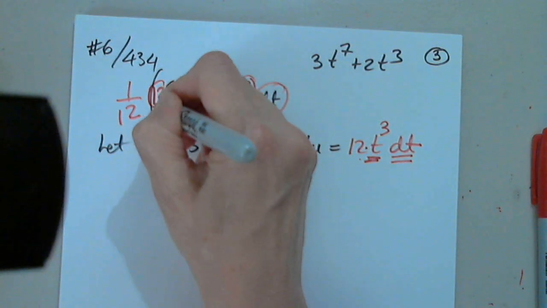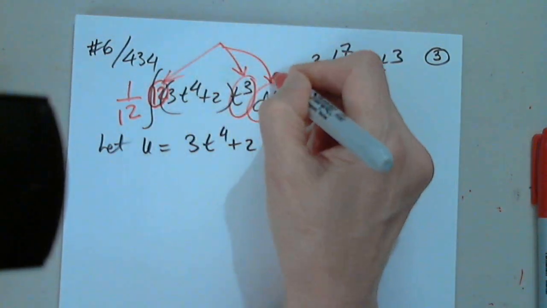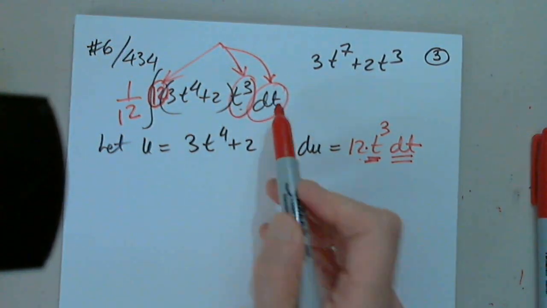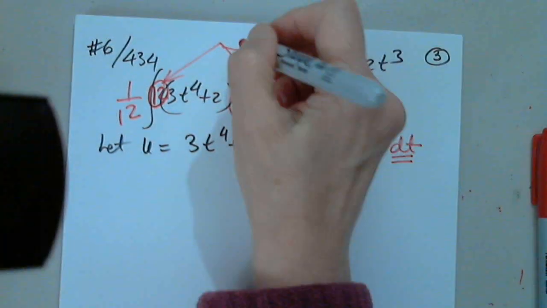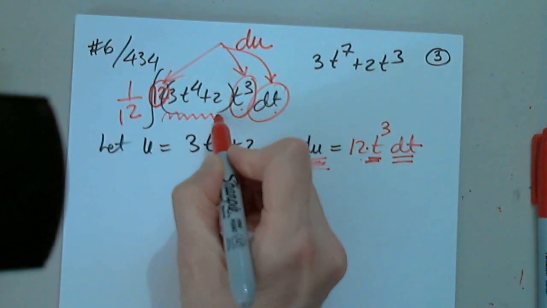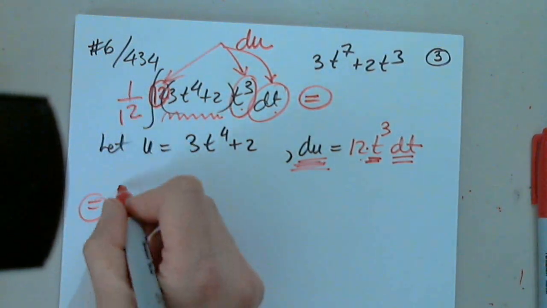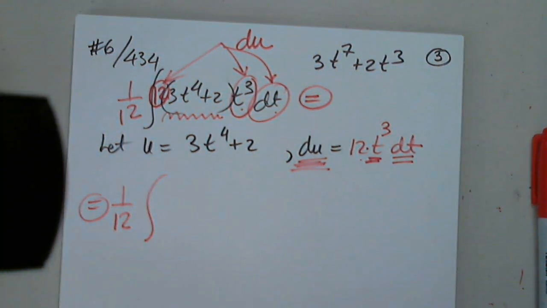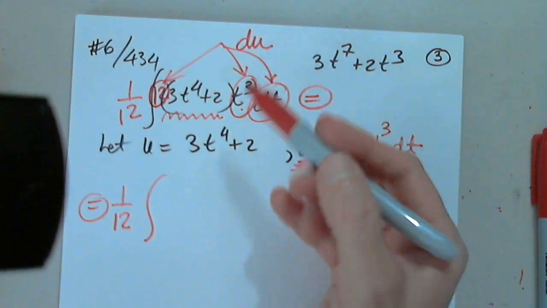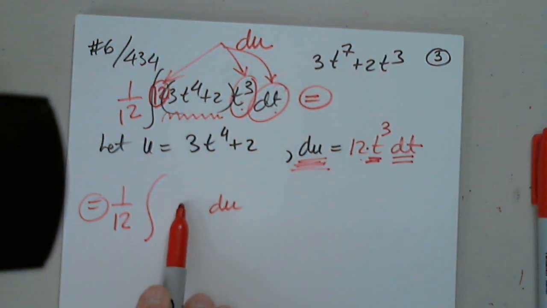So now I have these 3 pieces. This and this and this are du. But now what do I replace this piece by? And then I can continue. 1 over 12 stays in front. This and this are du. But what do I replace this by?